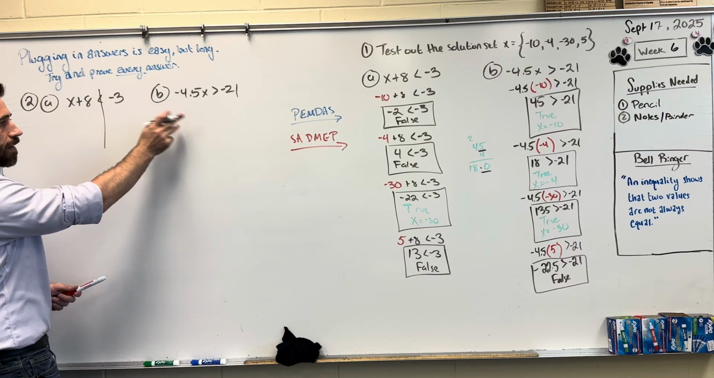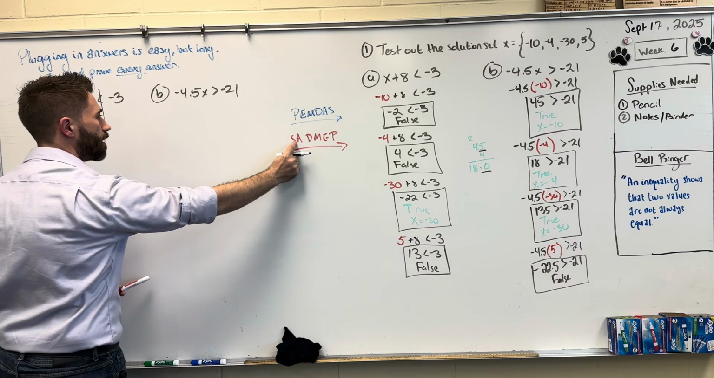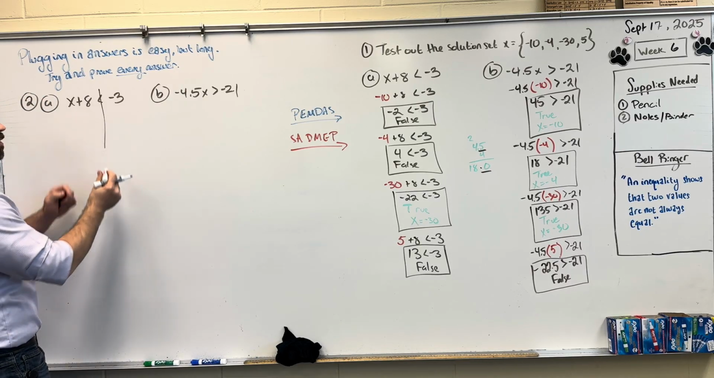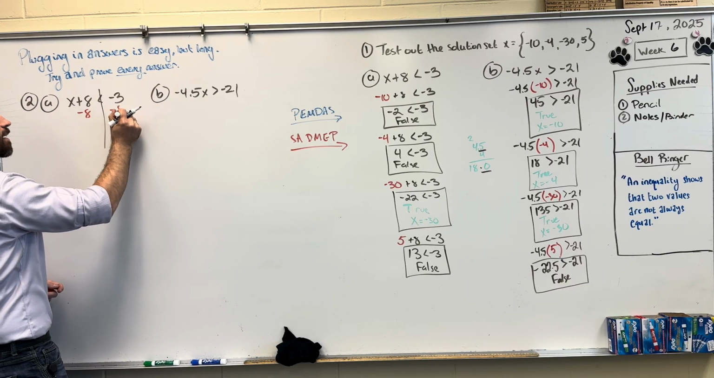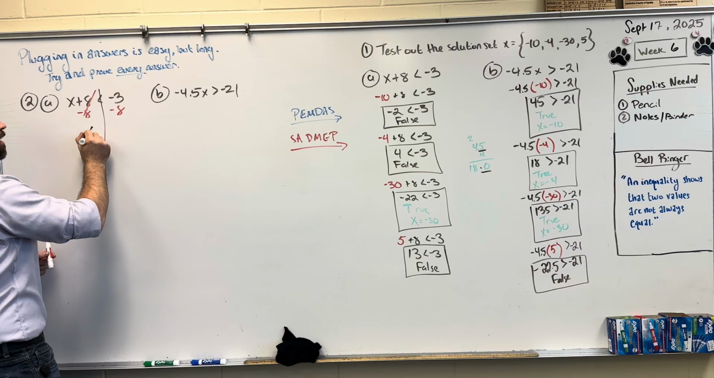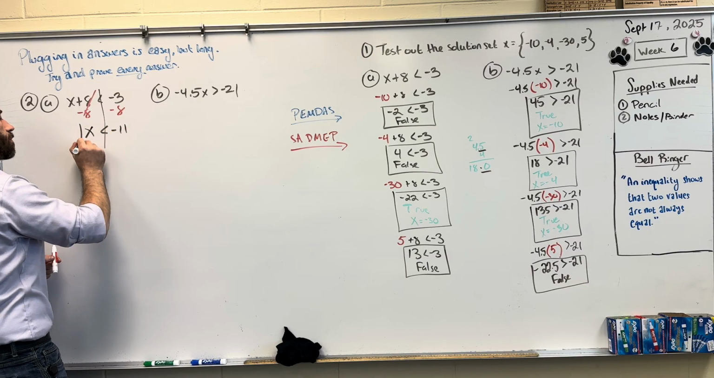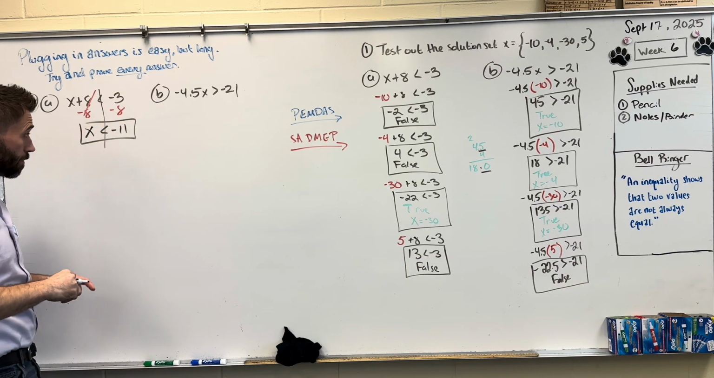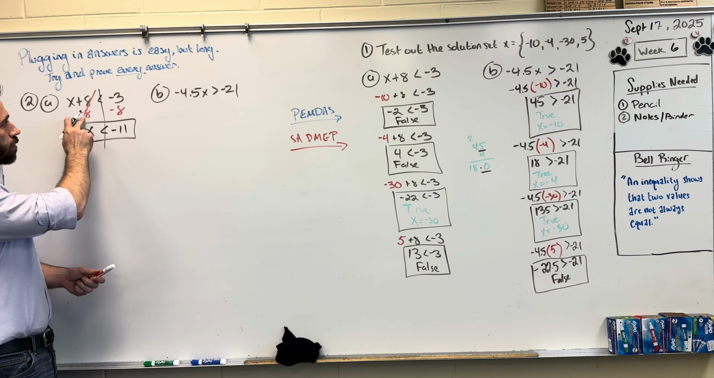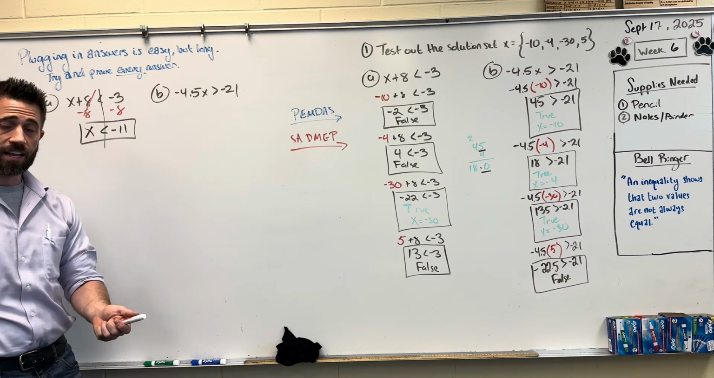Both sides are simplified, so I'm going to follow reverse PEMDAS. I'm going to get rid of addition and subtraction first, which means I get rid of the 8 by subtracting it. That cancels out, and I have x is less than negative 11. How long did that take? Well, it took like 1, 2, 3, 4, 5 strokes of the pen, and you're done.